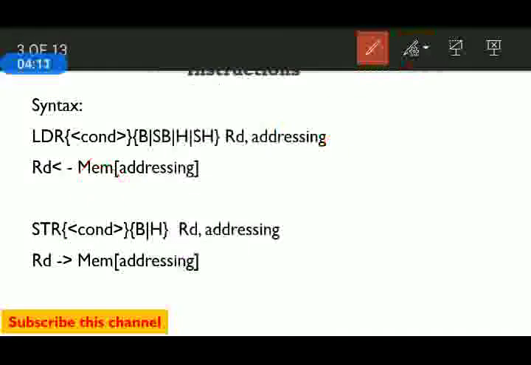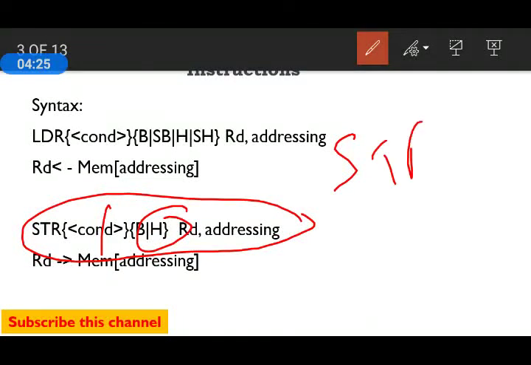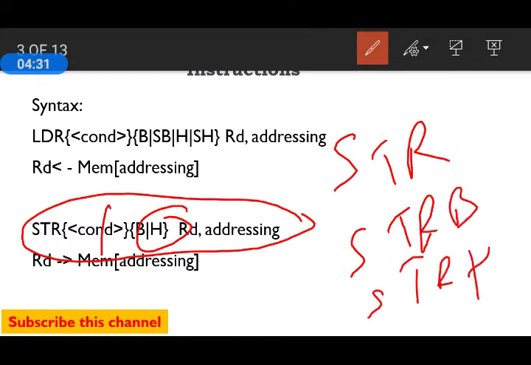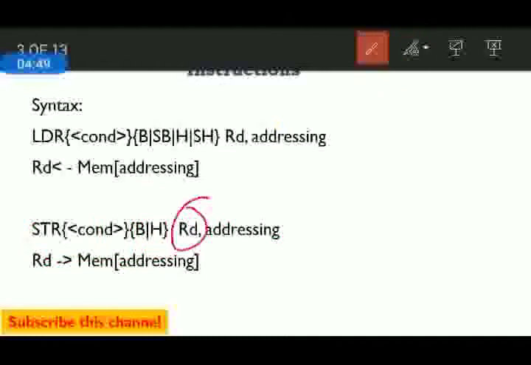Okay, so now let us move on to the STR instruction syntax. Here also the condition field can be used to execute the STR instruction conditionally. After that, there is the data type field, B or H. From this we can have three types of instructions: STR, STRB, and STRH. STR is used to store a 32-bit value into the memory. STRB is used to store a byte value into the memory, and STRH is used to store a 16-bit value into the memory. That memory is accessed by using this addressing. This RD gives the register from which the data must be copied into the memory.